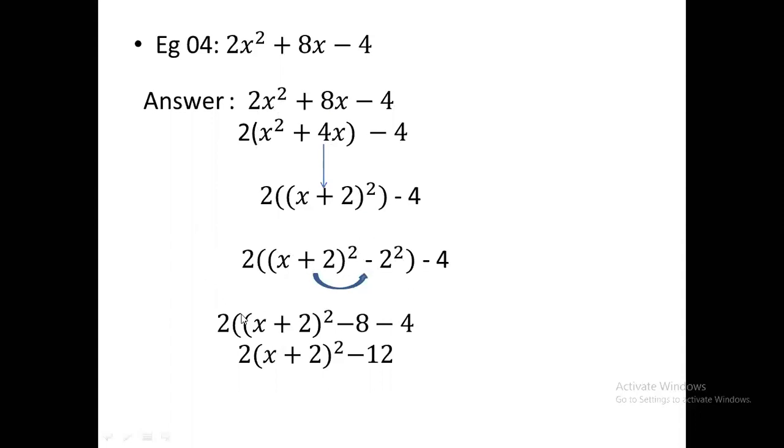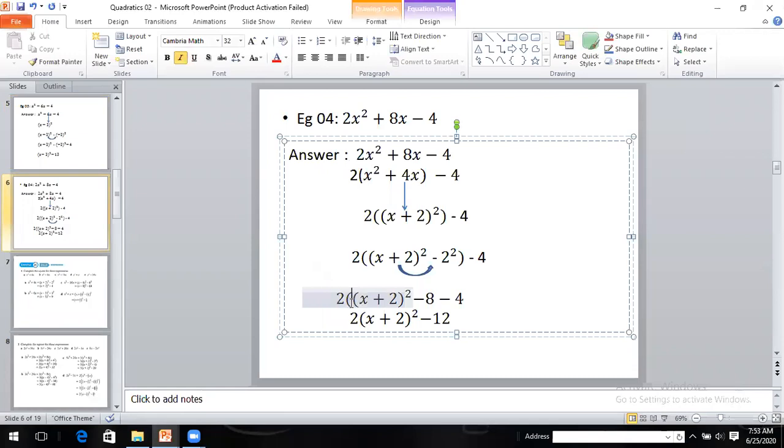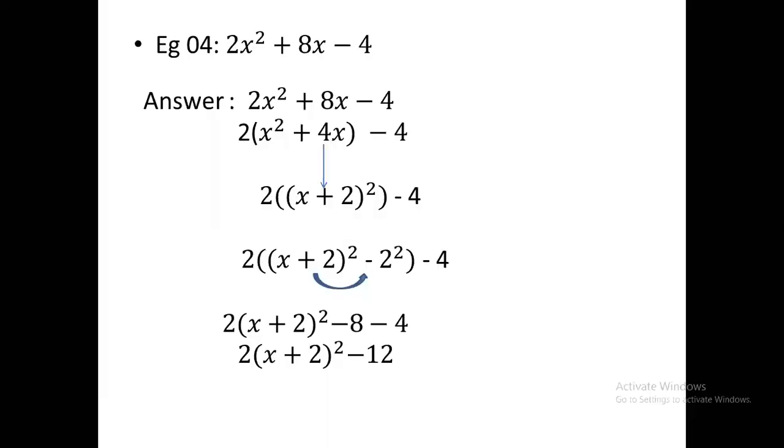Then expand this bracket. 2 times (x plus 2) whole thing squared is the first part of it. 2 into minus 4 is minus 8. Write it along with this one and then simplify. Then what do you get? There is no need of having this bracket because we already expanded this bracket over here. Then this is 2 times (x plus 2) whole thing squared. 2 into minus 4 is minus 8, minus 4. This simplification turns out to be minus 12. That is the final answer for this question, right?